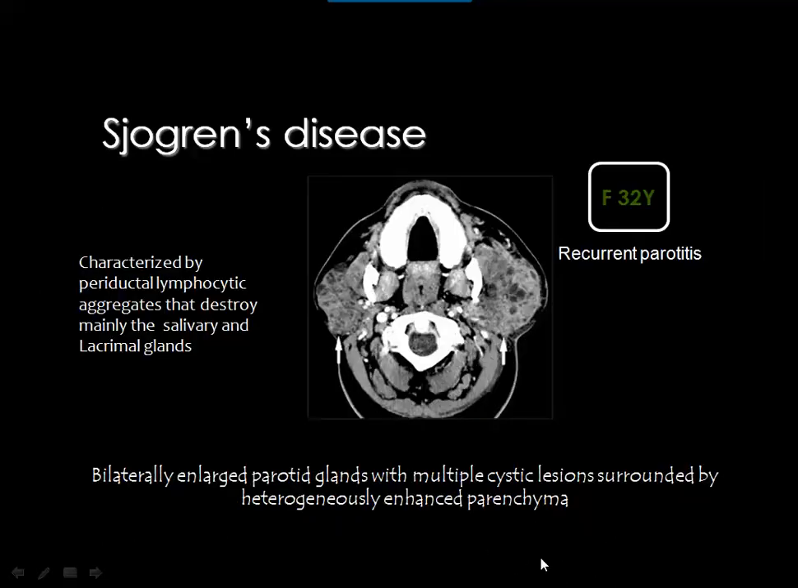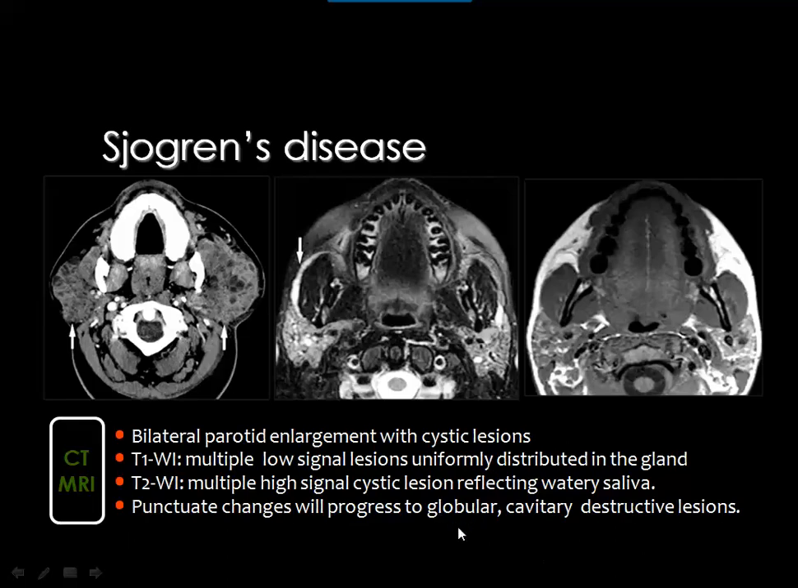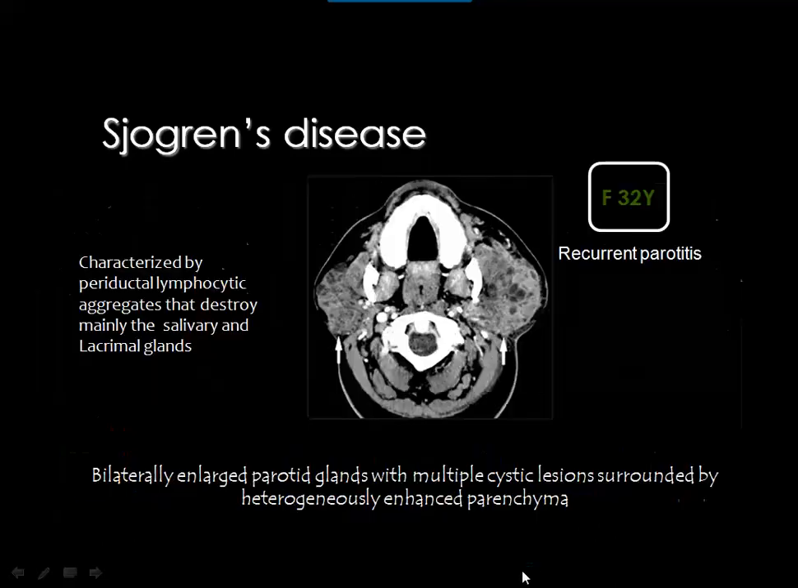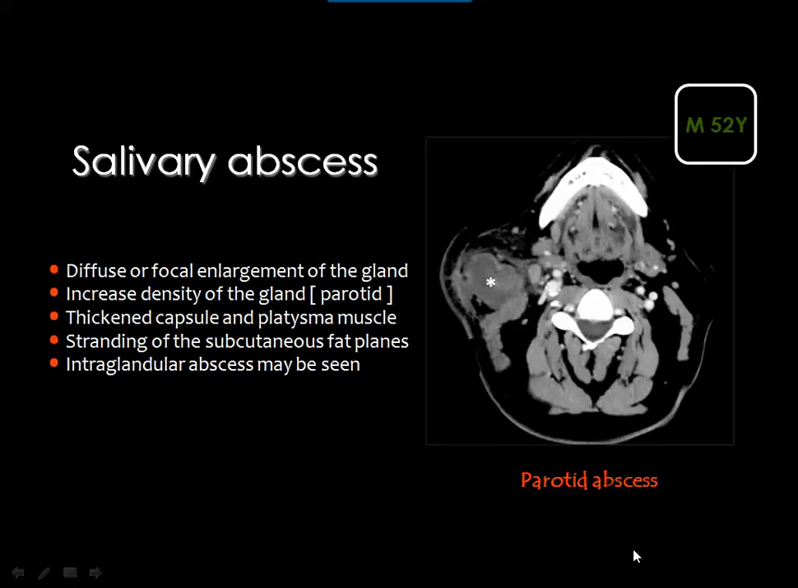Then, yes, this is the globular sialectasis, whenever you get more contrast pools within the ducts of the gland. Then this is Sjögren's disease, and you can see asymmetrical enlargement of the parotid glands. The left is larger. Then here are multiple small cystic lesions present on both sides, and this is characteristic of Sjögren's disease.